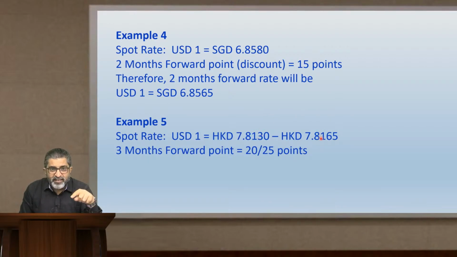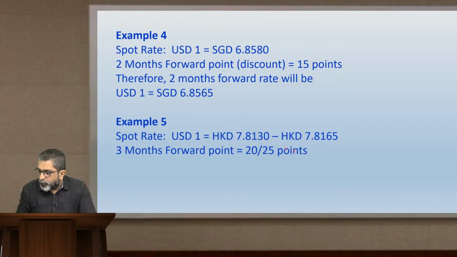8150, 8190, the gap becomes 40 points. The spread becomes 40 points. In the spot, let us identify the spread. 65 and 30, the spread is 35. Means what? In the spot, the spread will always be less. In the forward, the spread will always be greater.